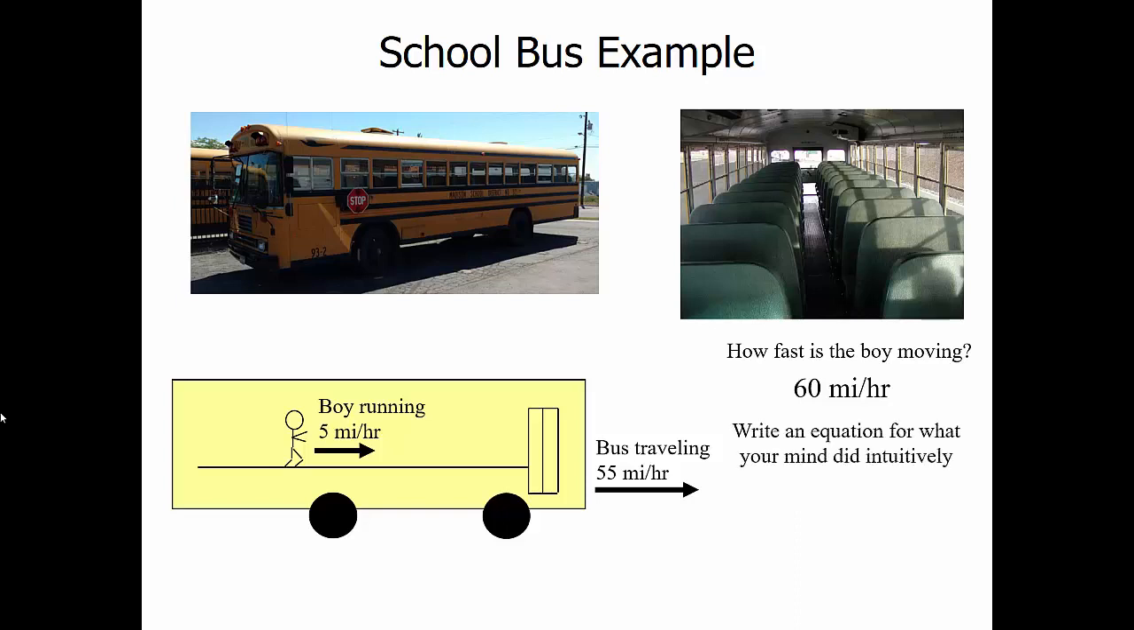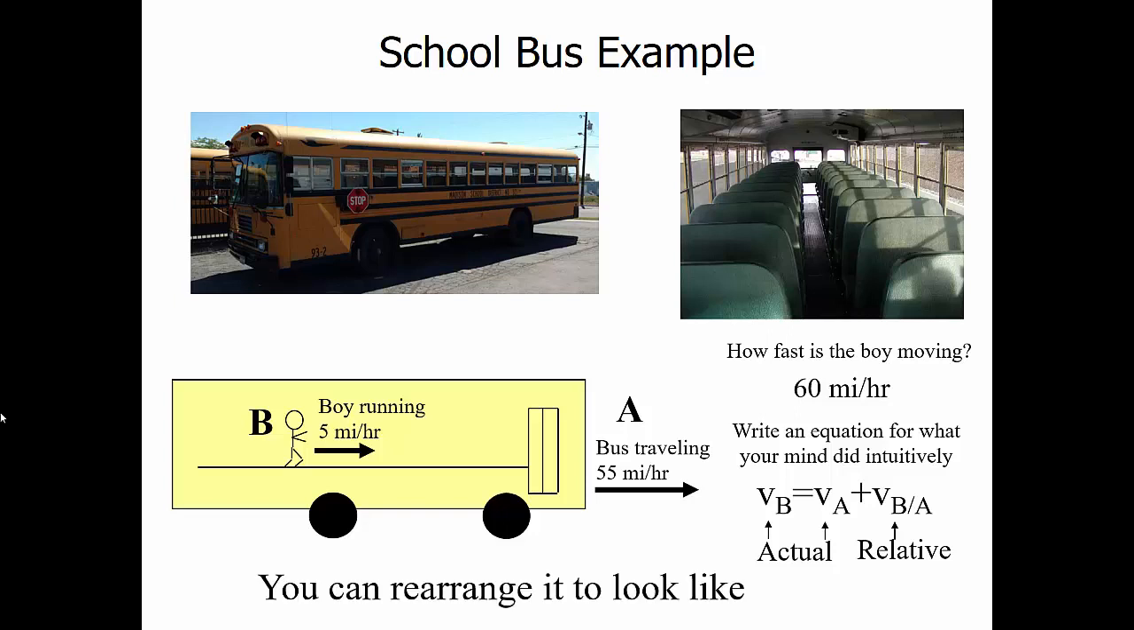So let's write an equation for what we did intuitively in our minds. If the bus is A and the boy is B, then the actual velocity of the boy, VB, is equal to the actual velocity of the bus, VA, plus the velocity of the boy relative to the bus. From someone sitting on the seat in the bus, the boy is only going 5 miles an hour. That's his relative motion. His actual motion, from someone standing on the curb watching the bus go by, is his relative motion plus the speed of the bus.